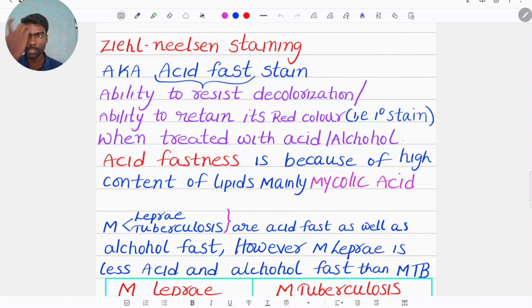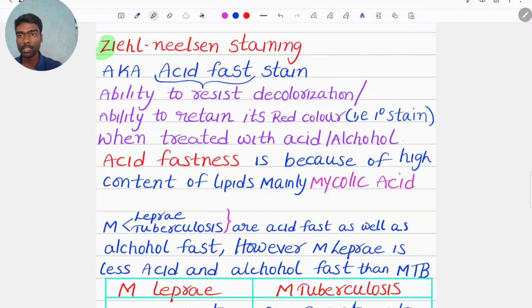ZN staining, Ziehl Neelsen staining, also known as acid fast stain. What is meant by acid fast? Ability to resist decolorization, or the ability to retain its red color, that is the primary stain carbol fuchsin, when treated with acid or alcohol.